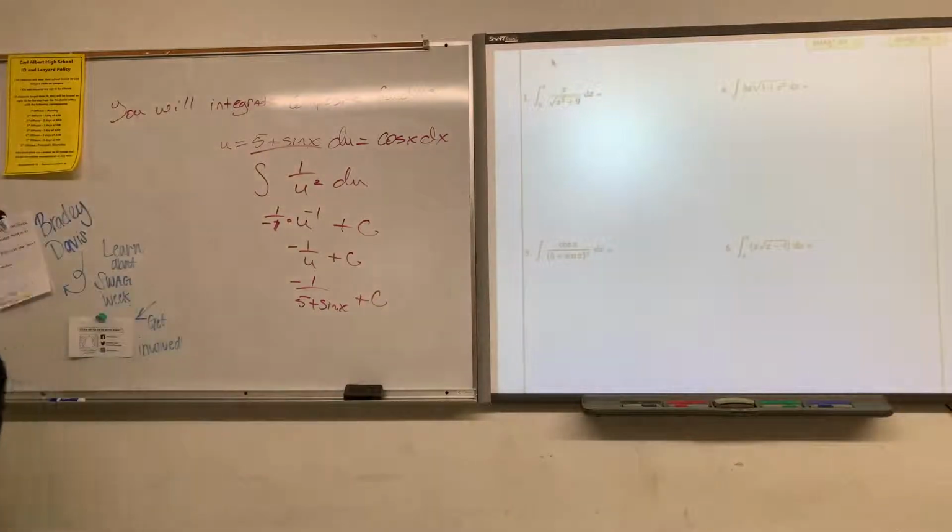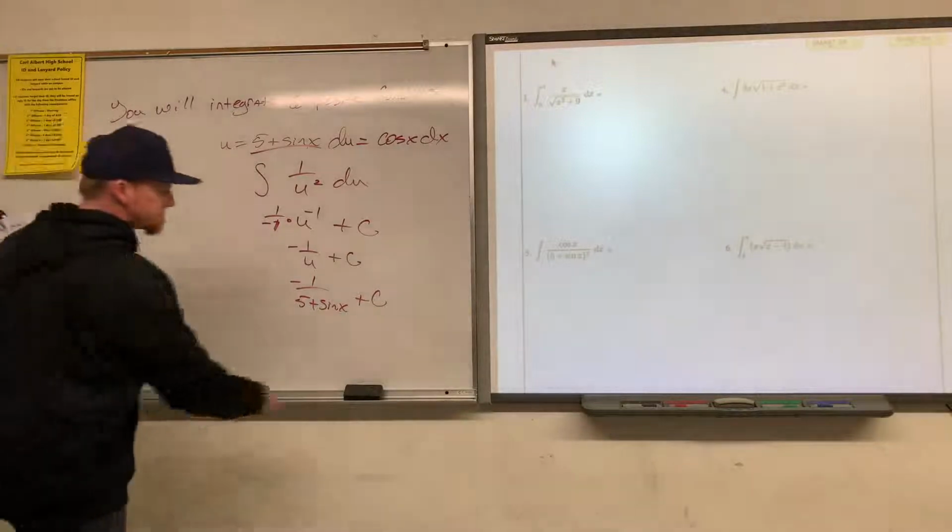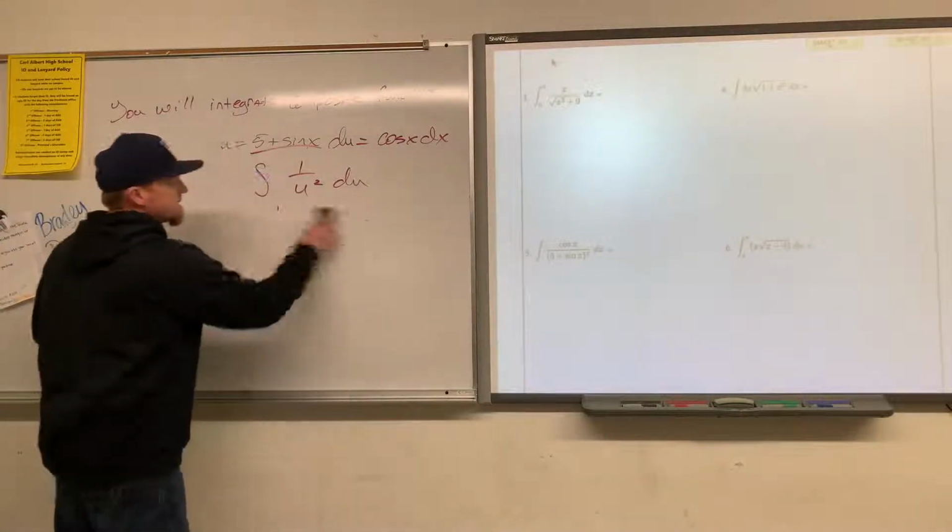I get negative 1 over 5 plus sine plus c. All right, 6.